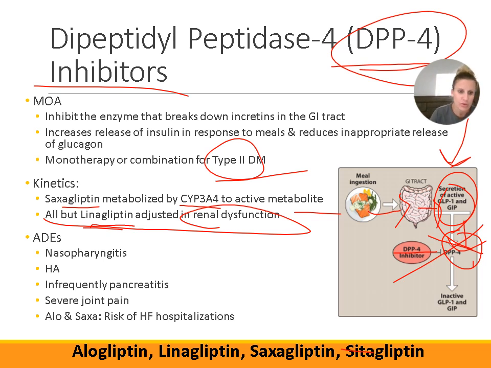Adverse drug effects include nasopharyngitis and headache. Infrequently, we can see some pancreatitis, but again, caution in patients who have chronic pancreatitis. We can see some severe joint pain occur. And then alogliptin and saxagliptin have an increased risk of heart failure hospitalizations. So caution in this population, or also in any patients who have cardiovascular risks or are at risk for heart failure.